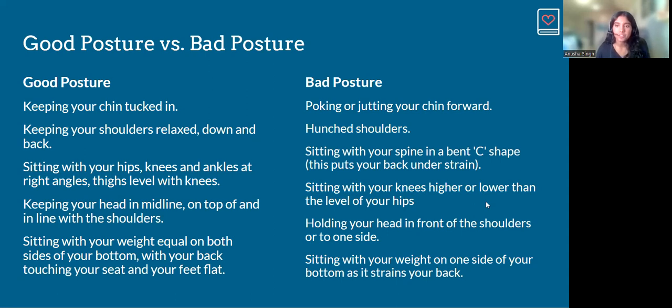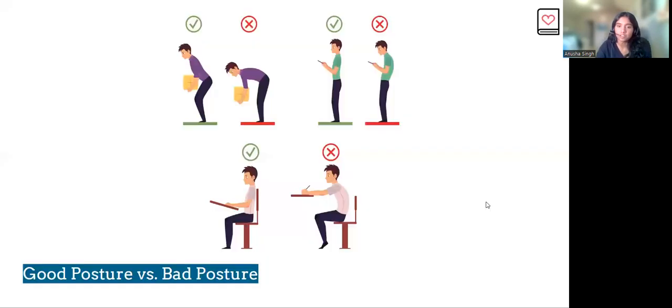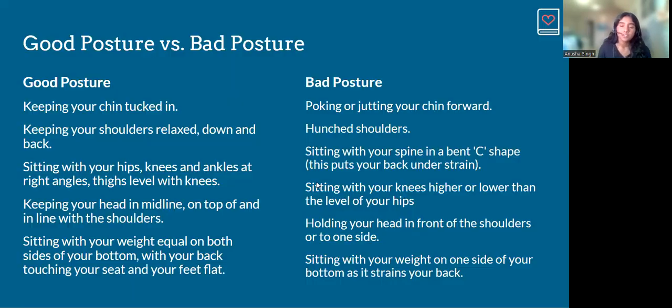In bad posture, you're poking or jutting your chin forward, your shoulders are hunched, you're sitting with your spine in a bent C shape, which can put your back under strain. You can see in the previous picture, the man is also with his back in a C shape, which is in the bad examples. You also don't want to sit with your knees higher or lower than your hips. You don't want to hold your head in front of the shoulders or to one side because it can put you off balance. And lastly, you don't want to sit with your weight on one side of your bottom. You want to keep it balanced on both sides.